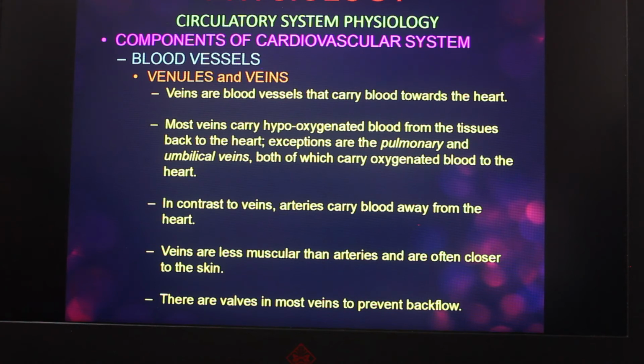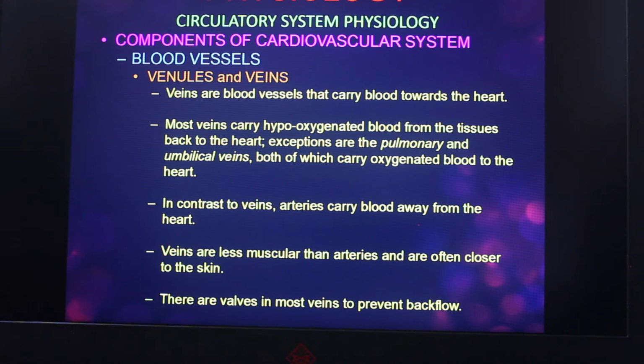Veins are blood vessels that carry blood towards the heart. Most veins carry hypooxygenated blood from the tissues back to the heart. Exceptions are the pulmonary and umbilical veins. Umbilical veins are found in the umbilicus of babies when they are still in the womb, and both of these carry oxygenated blood to the heart.